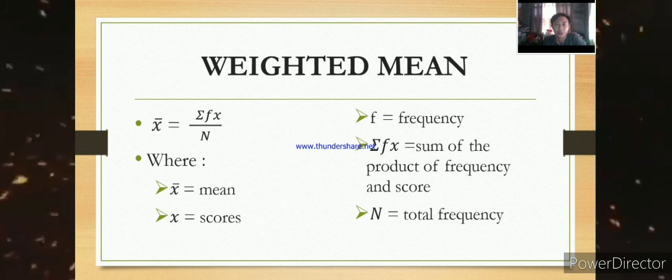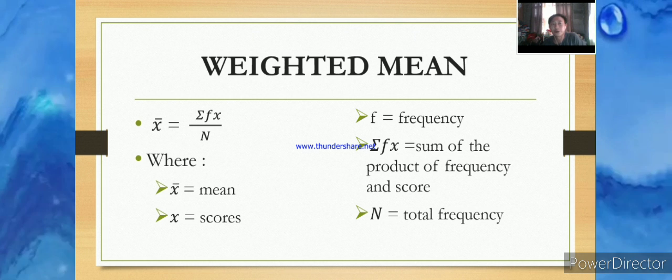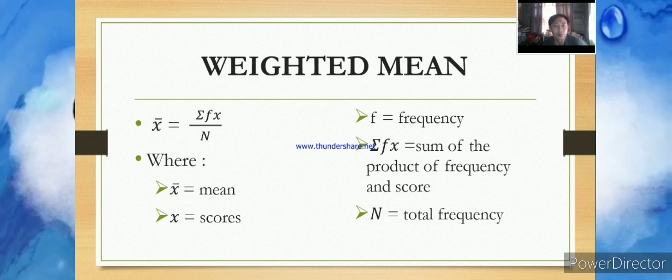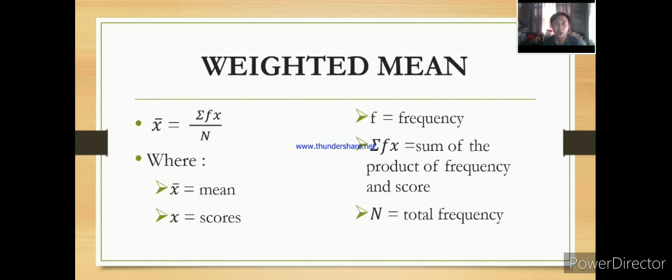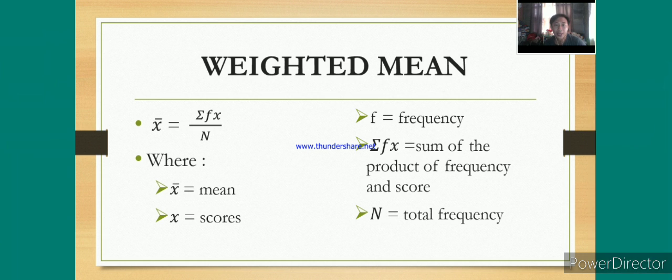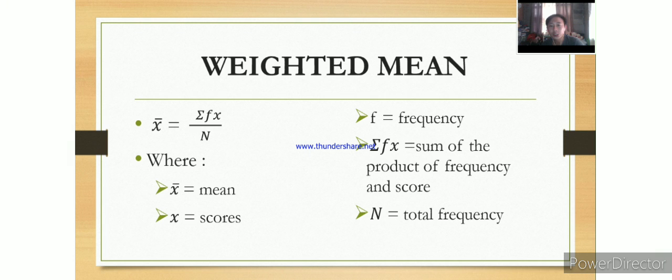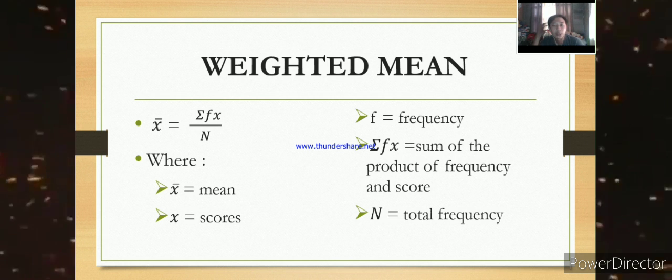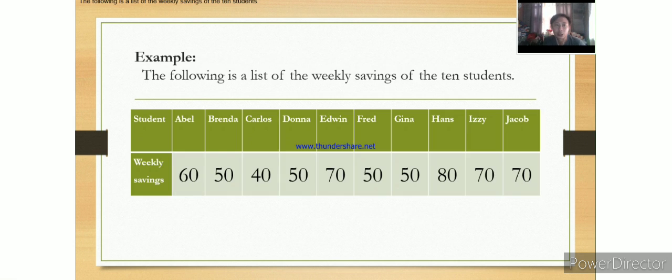So here is the formula for getting the weighted mean. Mean, x bar, is equals to summation of fx all over n, where x bar is equals to the mean, x is equals to the scores, f is the frequency, summation of fx is the sum of the product of frequency and score, then n is the total frequency.